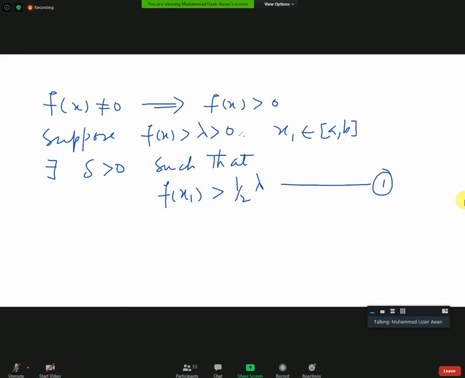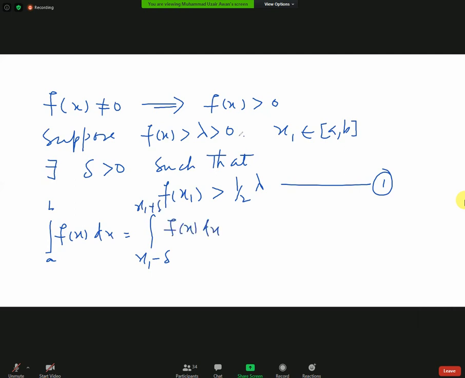Now integral a to b f of x dx, which is greater than... since x1 is any point in between a and b, so if we take x1 minus lambda where lambda is a positive constant, then we get a, and adding a delta in x1 we get the b point.